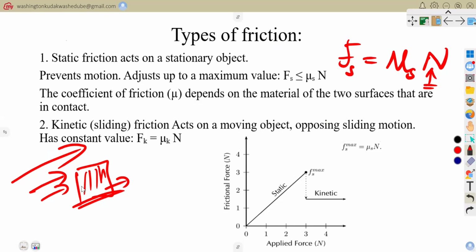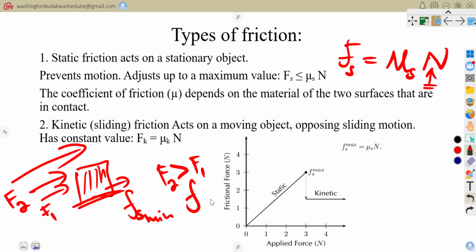So what you see is that initially when you applied F1, which was a smaller force, you were having Fs, which is a minimum static frictional force. When you applied F2, which is greater than F1, you were now having at least a certain magnitude of static frictional force that opposed that F2. So at some point you would see that Fs would be greater than F2. So you can see that our static frictional force is increasing as we increase our applied force.